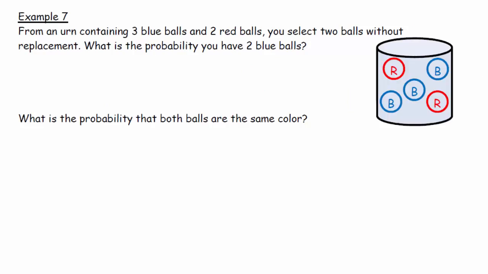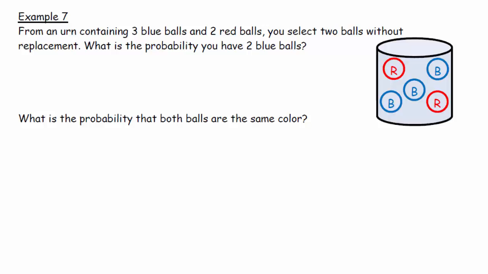So let's look at an example here. From an urn containing 3 blue balls and 2 red balls, you select 2 balls without replacement. What is the probability that you have 2 blue balls? Here this would be dependent because let's say I select a blue ball on my first occurrence. Now when I go for my second ball, there are fewer blue balls left in the urn, so that first selection affected the probability of the second.